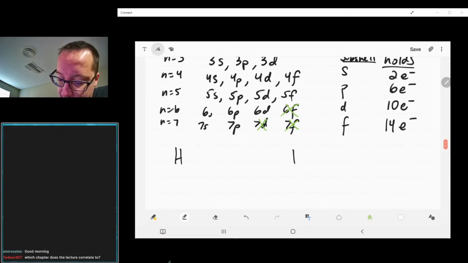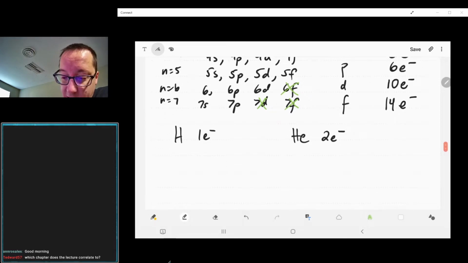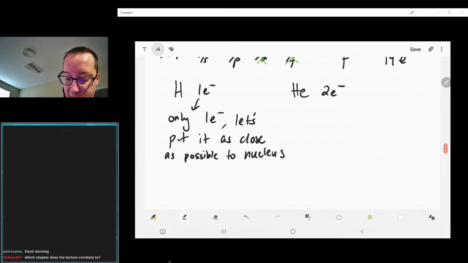Let's just look at, first off, a couple of easy atoms here. Let's talk about hydrogen and helium. If we look at the periodic table, hydrogen has 1 electron. Helium has 2 electrons. These being low electron atoms make it easy for us to deal with them. If hydrogen's 1 electron is going to be placed in one of these orbitals, it's the only electron. We might as well put it in the happiest possible place, right? Let's put it in the lowest energy one. So that means, since it's only 1 electron, let's put it as close as possible to the nucleus. So we're going to go ahead and put it in the 1s orbital.